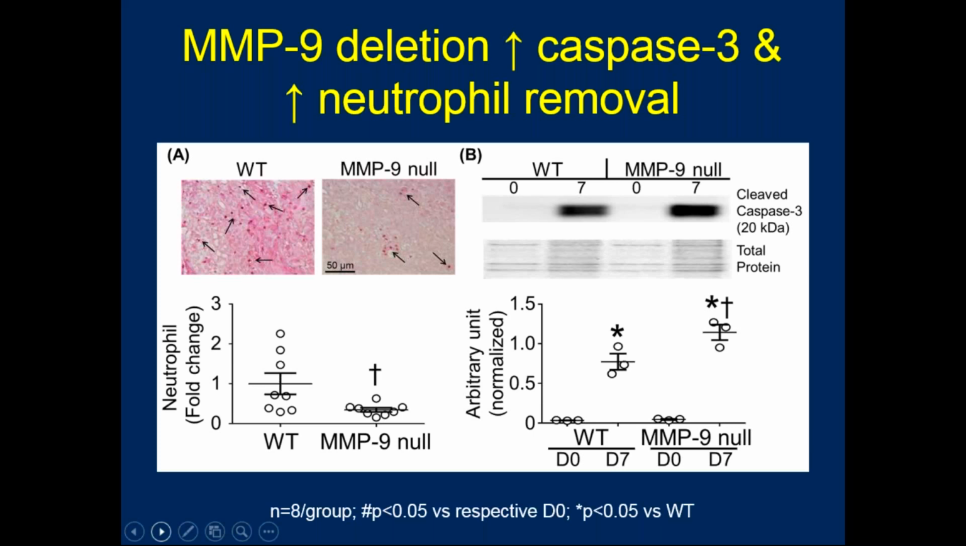At day 7, the neutrophils are becoming apoptotic and are being actively removed by macrophages. So we then wanted to see if this increase in apoptosis is maybe due to neutrophils. And we found by neutrophil immunohistochemistry that neutrophils were lower in our MMP9 null group compared to our wild-type group, suggesting that neutrophils are actually being cleared out of the infarct area at a higher rate with MMP9 deletion.